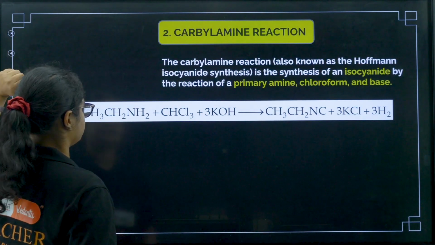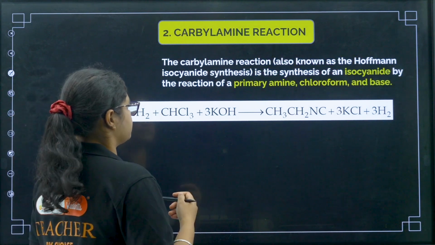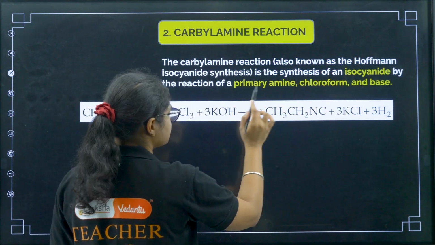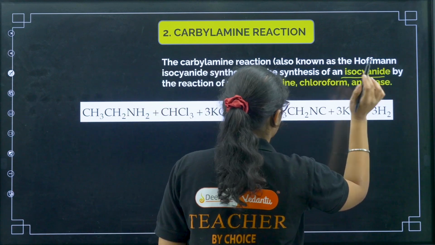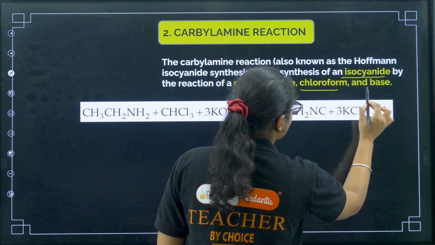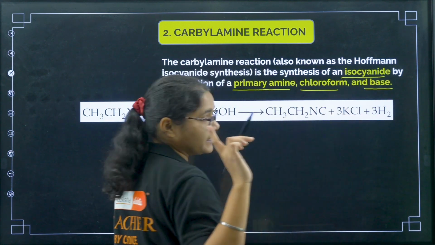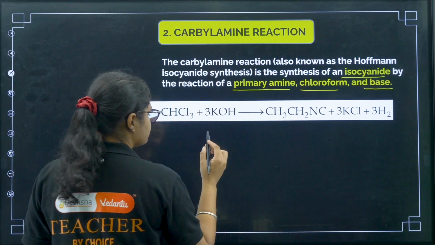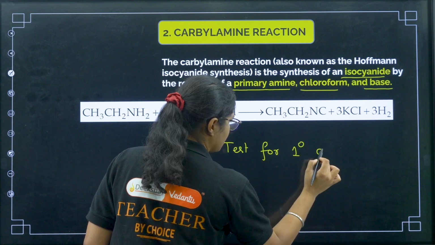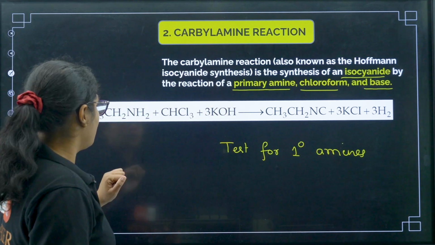Let us go to the next question. Next, carbylamine reaction. The carbylamine reaction, also known as the Hoffmann isocyanate synthesis, is the synthesis of an isocyanate. So the product is isocyanate, by the reaction of primary amine, chloroform and a base. Primary amine is the reactant, chloroform and base is the reagent, isocyanate is the product. This one you should also know, it is used as a test for primary amines. Clear?